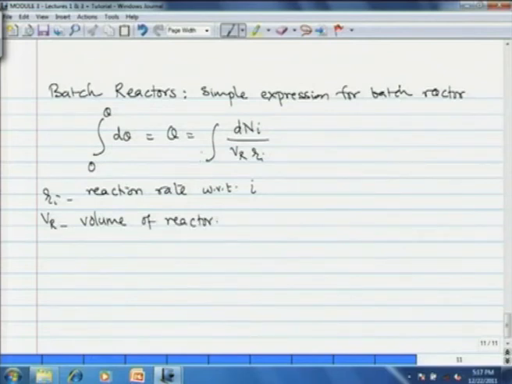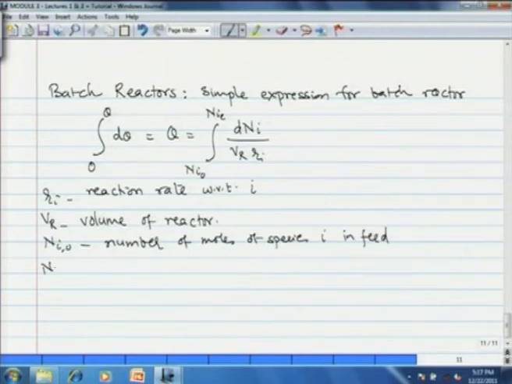and the limits for the right hand side are Nio and Nie, where Nio is the number of moles of species i in feed, and Nie is the same number of moles of species i at exit.